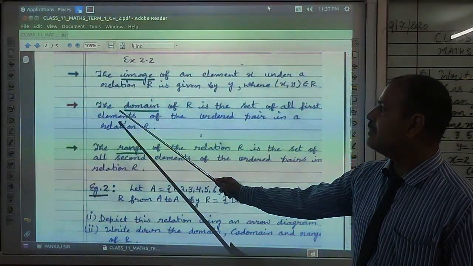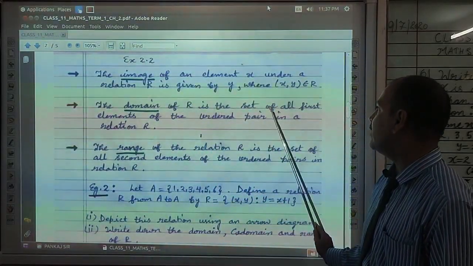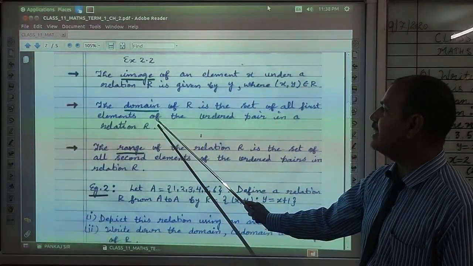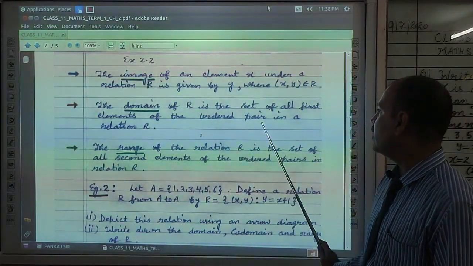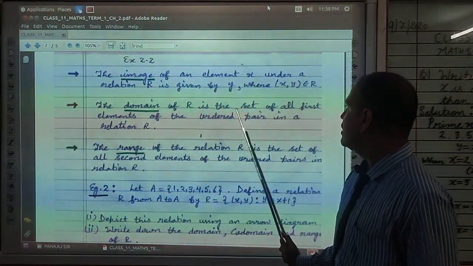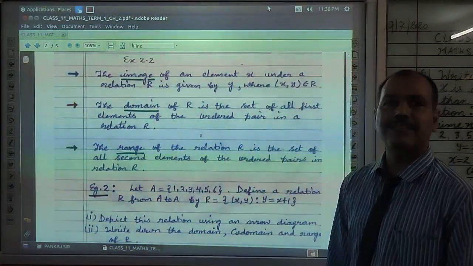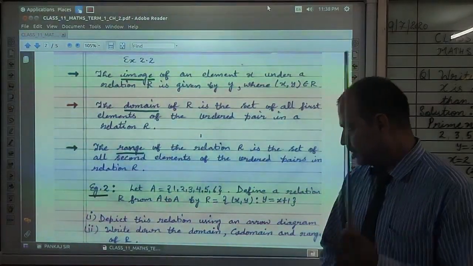Second, what do you mean by the domain? The domain of R is the set of all first elements of the ordered pairs in a relation R. Domain is all the first elements of the ordered pairs in a relation R.